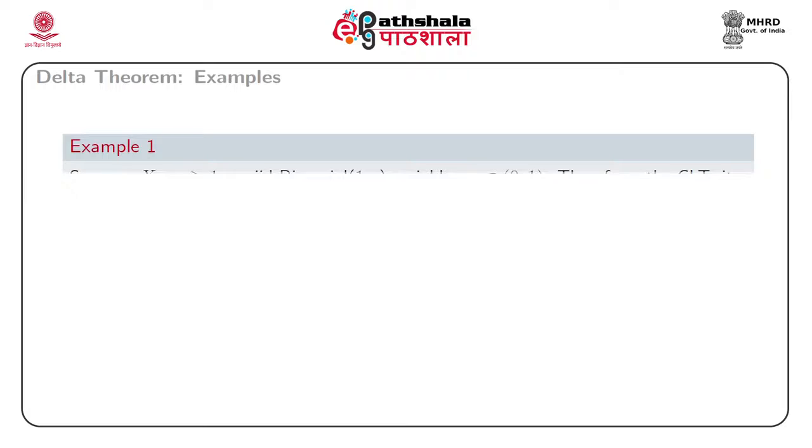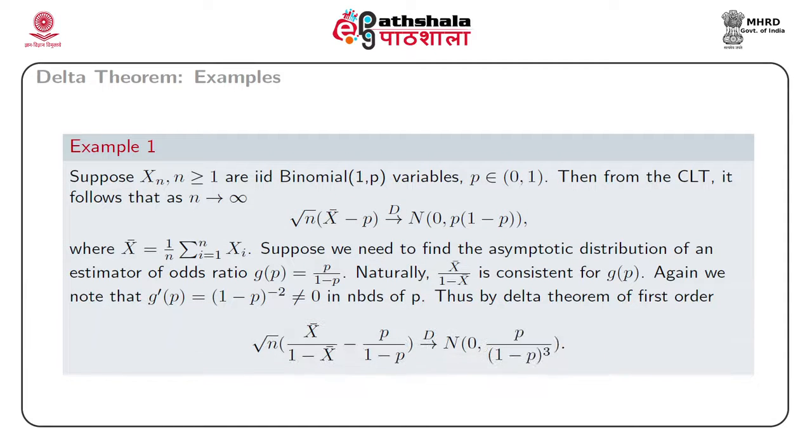Suppose x_n are binomial(1, p) variables. Then from the CLT it follows that square root of n times (x bar minus p) converges in distribution to normal(0, p(1 minus p)), where as usual x bar is the sample mean. Suppose we need to find the asymptotic distribution of an estimator of the odds ratio g(p), which is defined as p divided by 1 minus p. Naturally, x bar divided by 1 minus x bar is consistent for g(p).